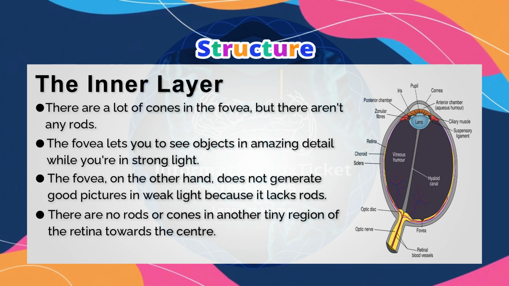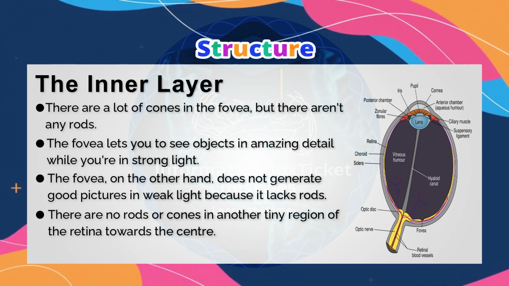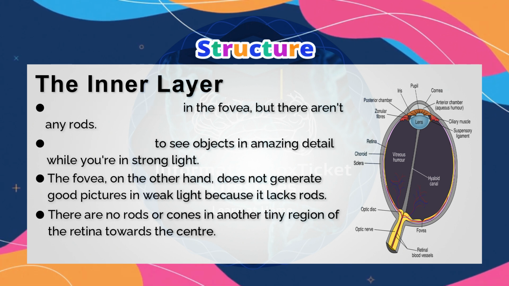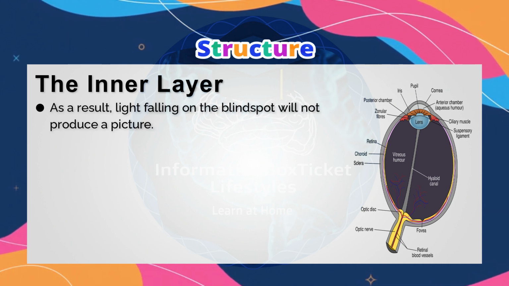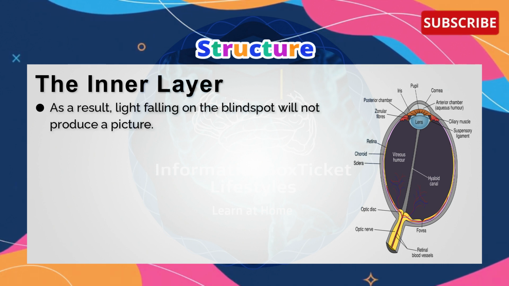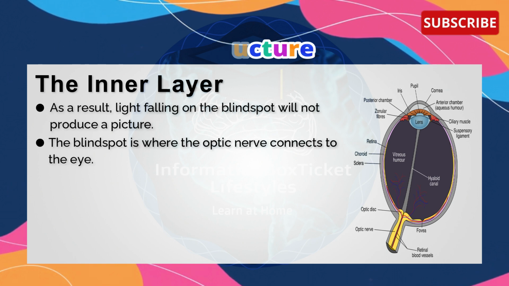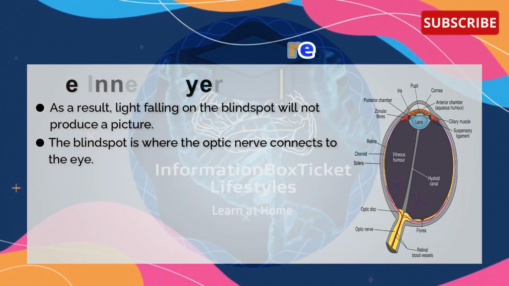There are no rods or cones in another tiny region of the retina towards the center. As a result, light falling on the blind spot will not produce a picture. The blind spot is where the optic nerve connects to the eye.